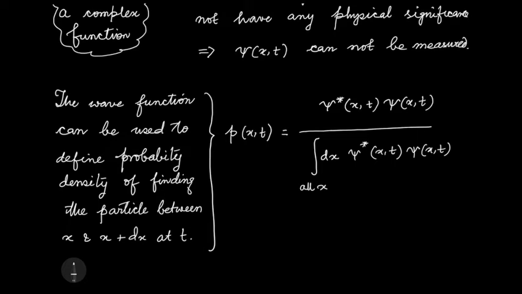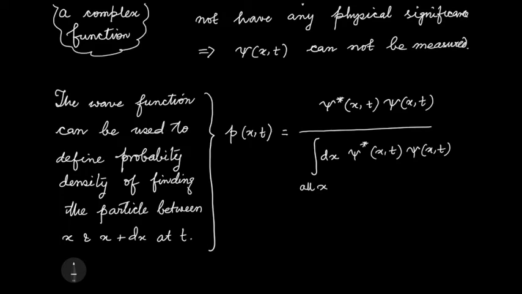And we have discussed what it means. It means that if I consider the region between x and x plus dx at a given time t, what is the probability of finding the particle in that region? That is given by p(x,t) integrated from x to x plus dx, which we discussed last time. And this is how I define the probability density.